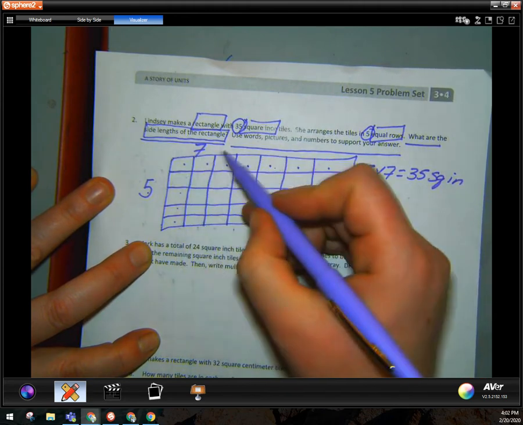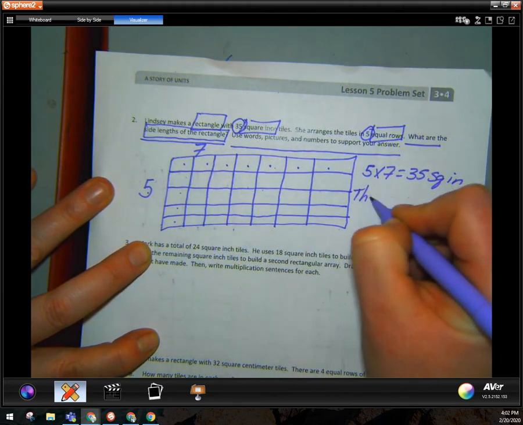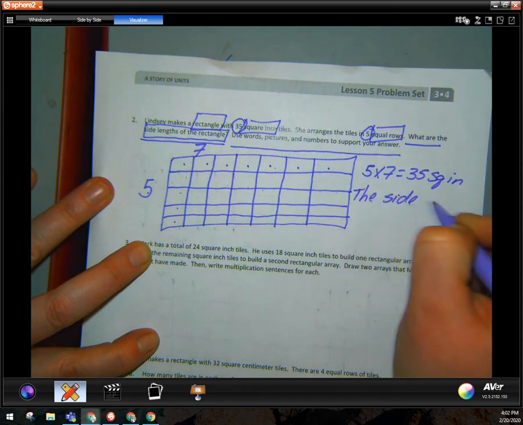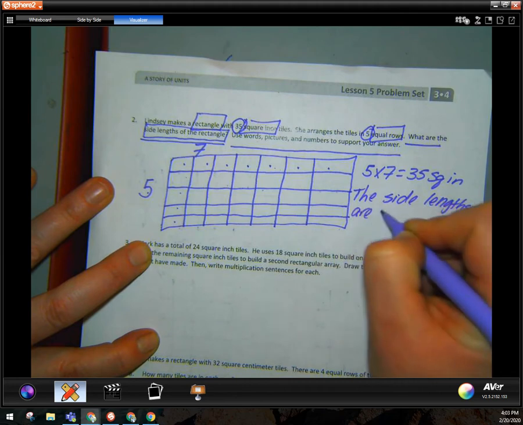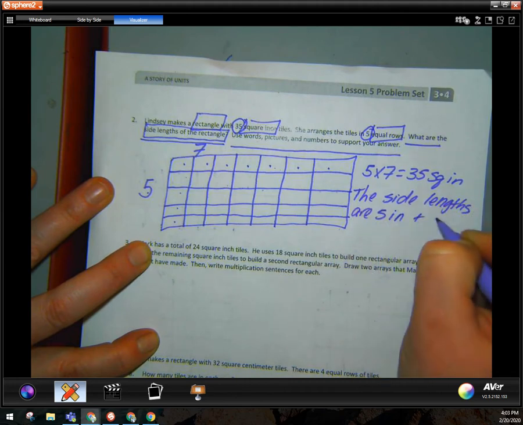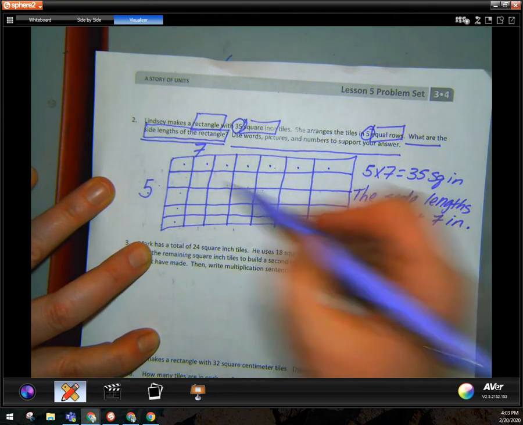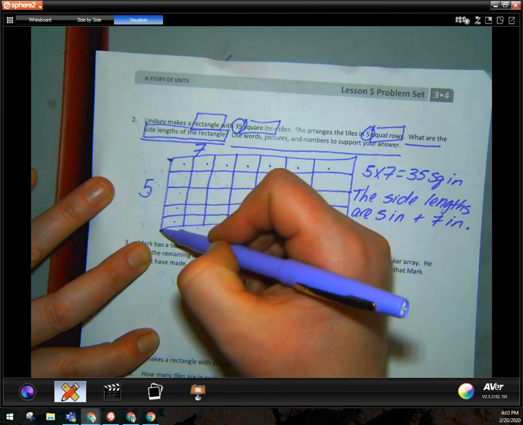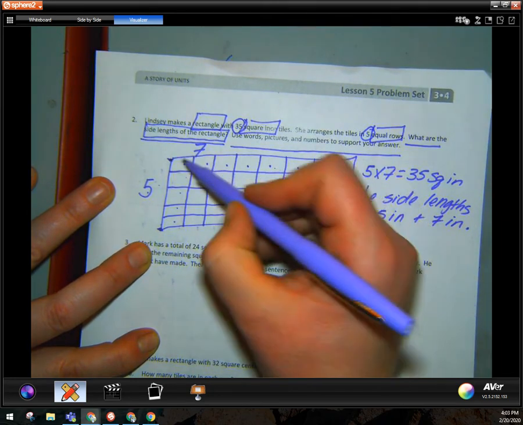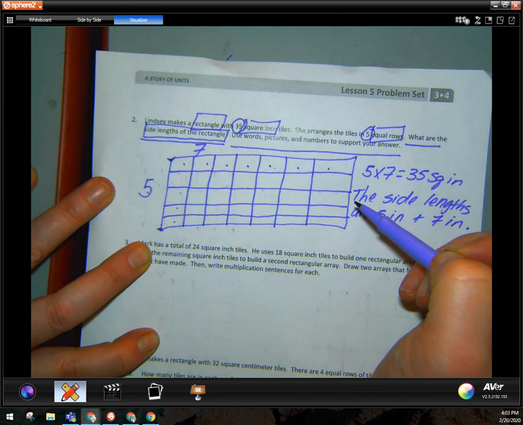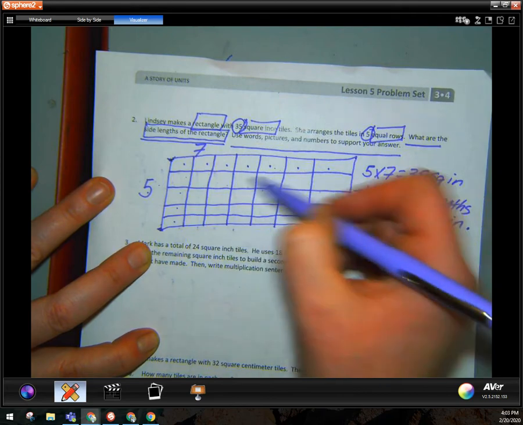What are the side lengths of the rectangles? The side lengths are 5 inches and 7 inches. They're not square inches. Square inches is only the inside. This, from here to here, is just 5 inches. From here to here is just 7 inches. The only time you use square is when you're talking about the inside of it.